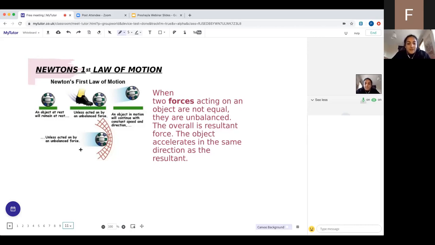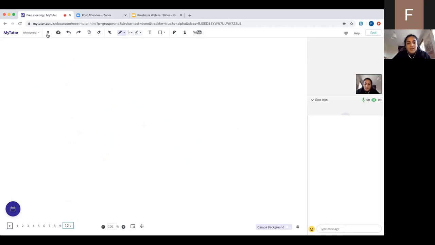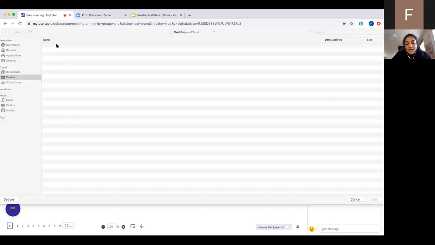So we have this idea called a resultant force, which is the unbalanced force. So when we put a resultant force on it, it accelerates in the same direction as that resultant force. Okay, so that's the first third of the content. So if you do have any questions, please put them on the chat.